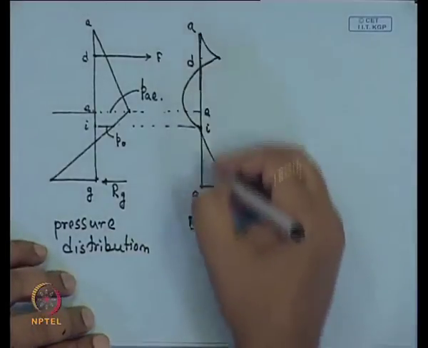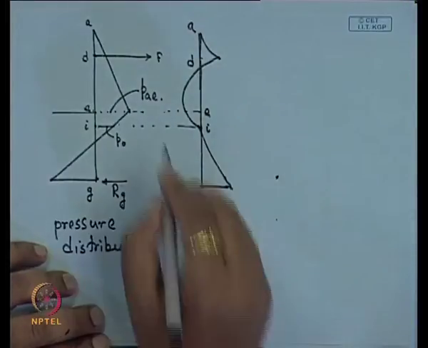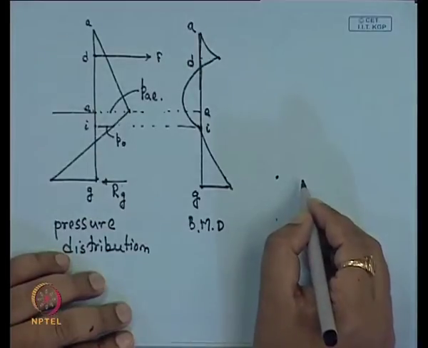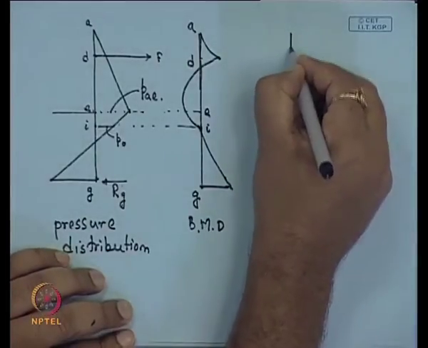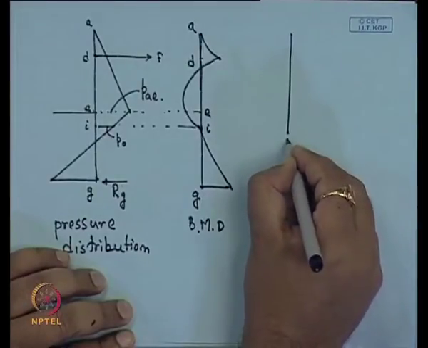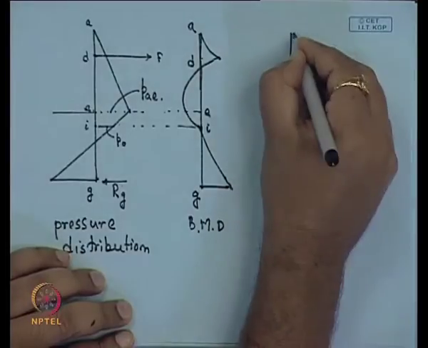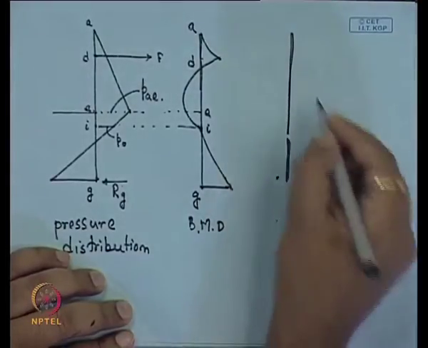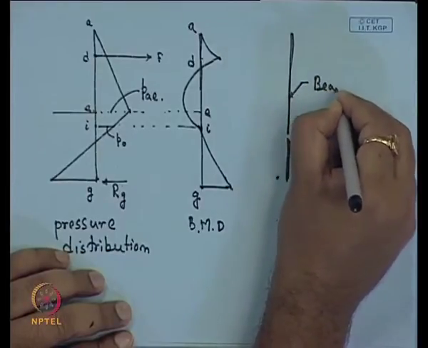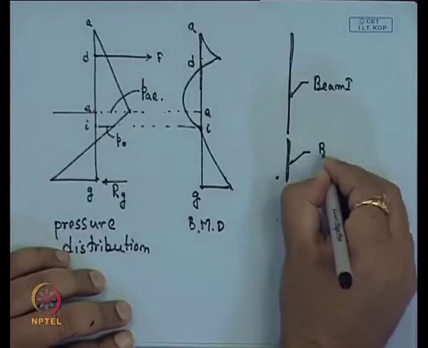Now, we consider this total portion divided into two parts, two different beams. One beam is from A to I, and another beam is from I to G. So, we consider these two beams. One beam is from A to I, this is our beam number 1, and this is our beam number 2.